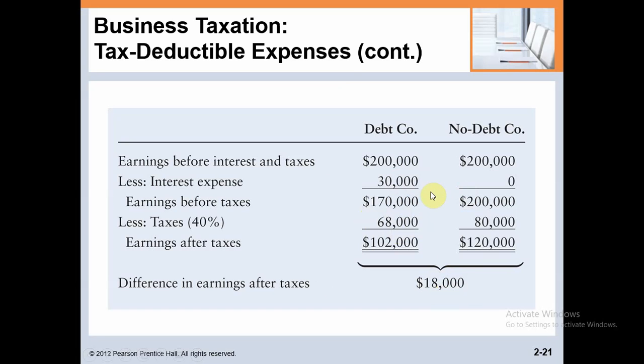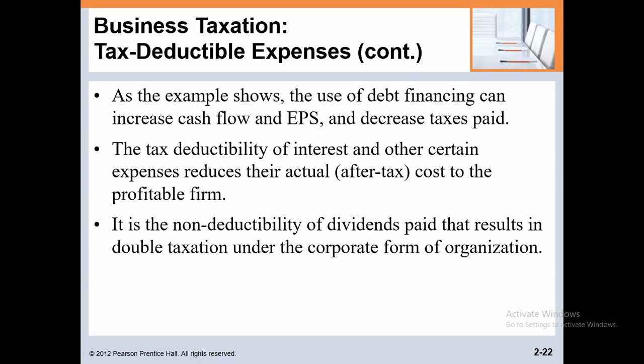That's why most of the time organizations go for debt financing as compared to only equity financing, because debt financing gives you benefits in taxation. So, as the example shows, the use of debt financing can increase your cash flow and earnings per share and decrease taxes paid. Debt financing will reduce the taxes you need to pay in future. The tax deductibility of interest and certain other expenses reduces their actual after-tax cost to the profitable firm. So it is the non-deductibility of the dividends paid that results in double taxation under the corporate form of organization.